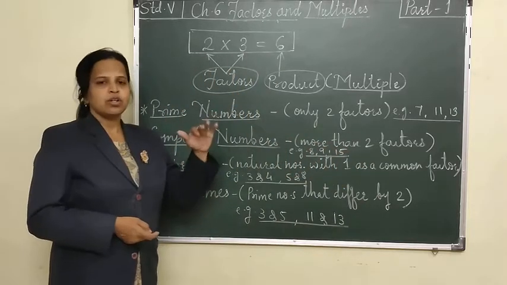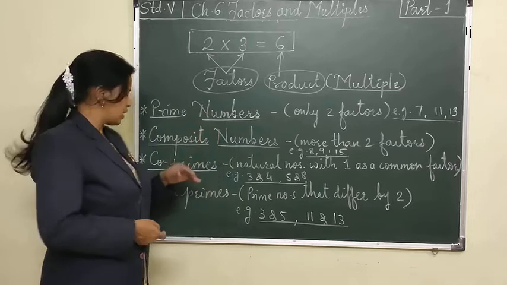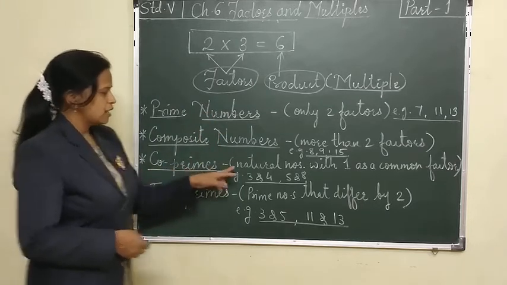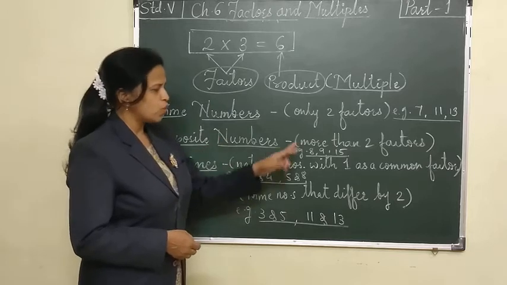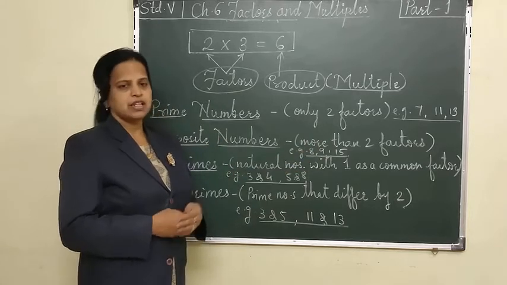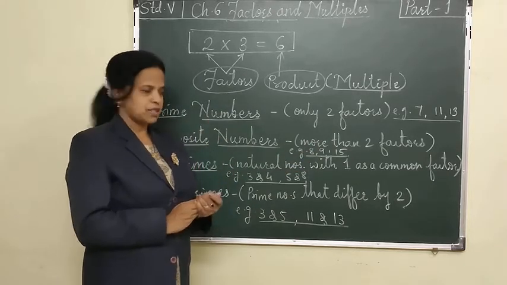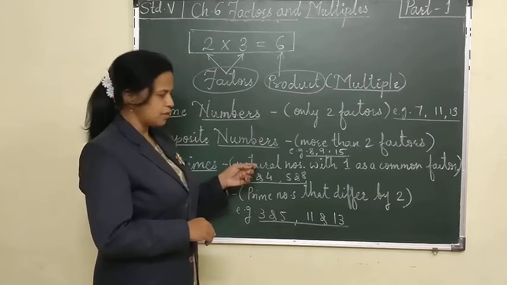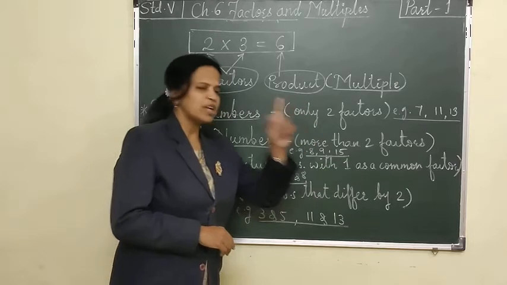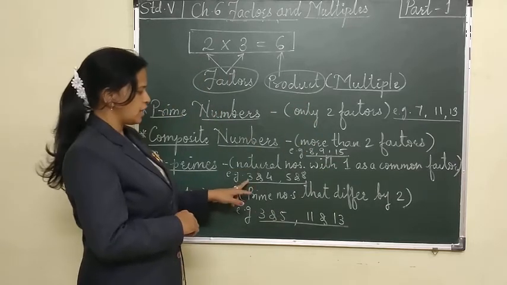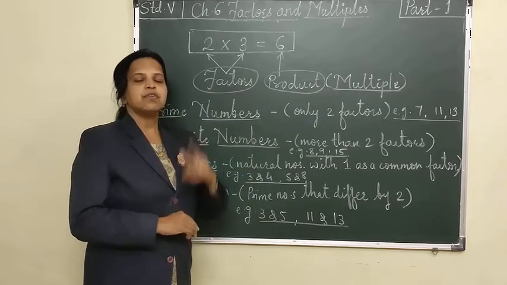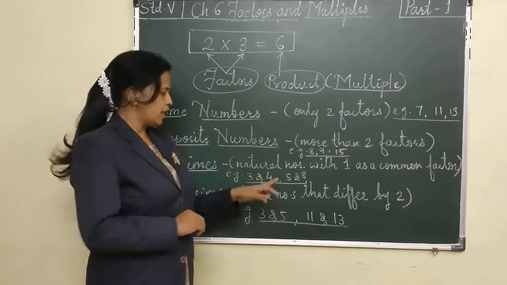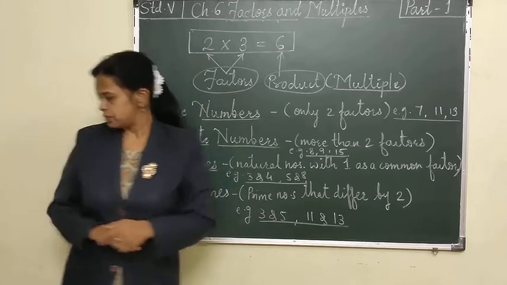You know even and odd numbers, so I should not repeat it. Okay. Now co-primes. What are co-primes? These are natural numbers with 1 as a common factor. We can take a pair of numbers, and in that pair the numbers will be natural numbers, but they have only 1 as a common factor. Check here 3 and 4. If you check the factors of 3, 3 ones are 3. And 4's factors, check here.